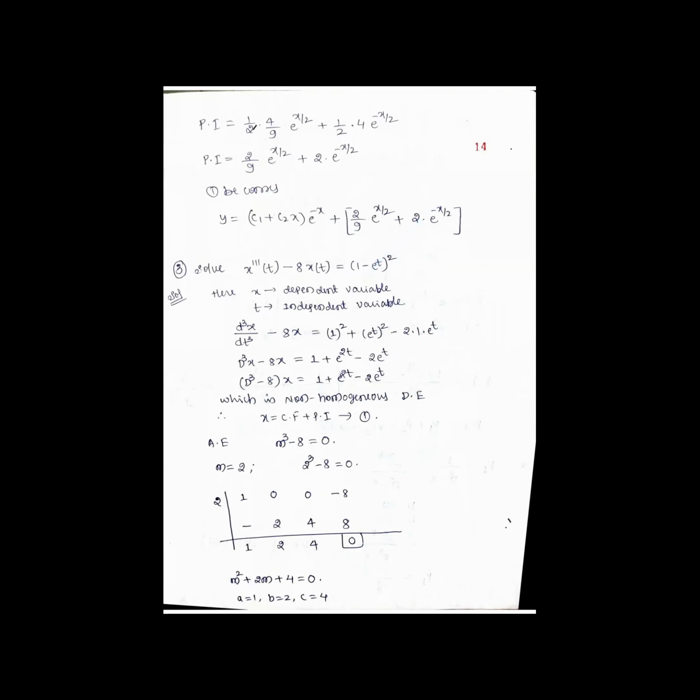So m equal to 2: 2 cube minus 8 equal to 0. The equation should reduce to 0, and here it is reducing to 0. So m is equal to 2 is one root. Now you can write the coefficients. The m cube coefficient is 1. M square is not there, write it 0. M is not there, write it 0. The constant term is minus 8.